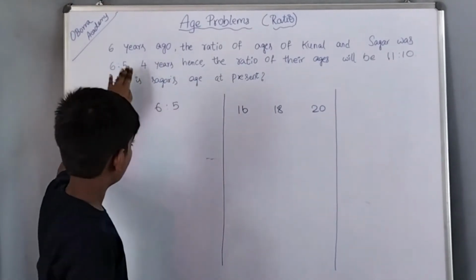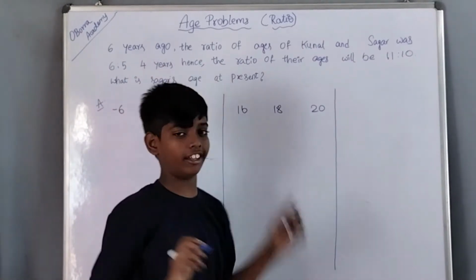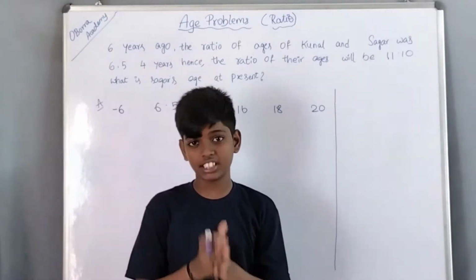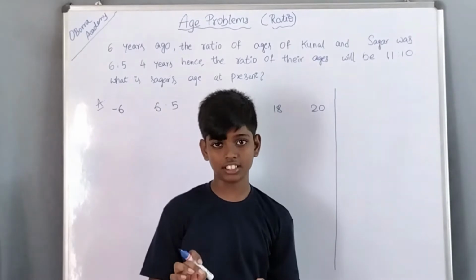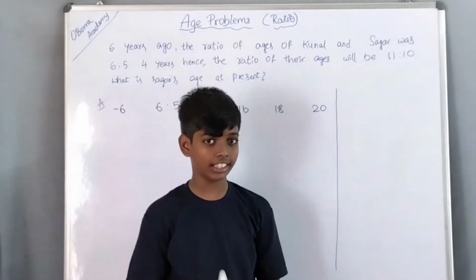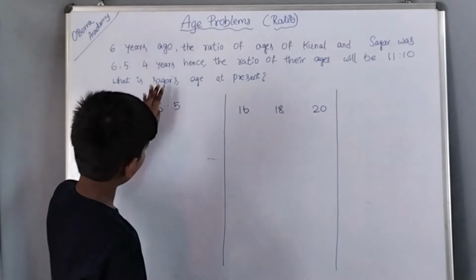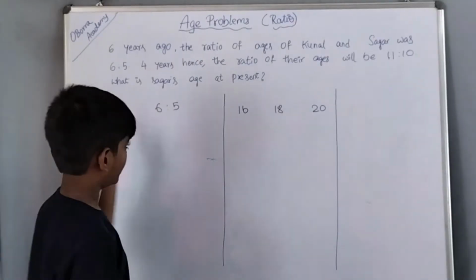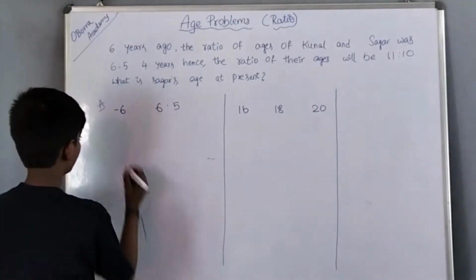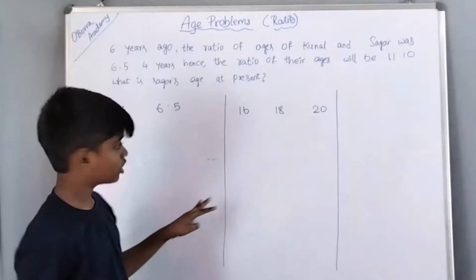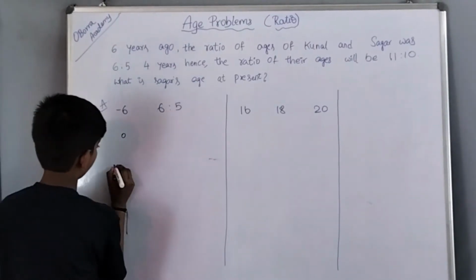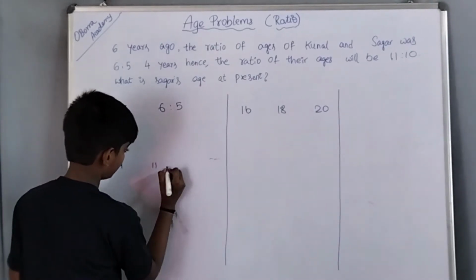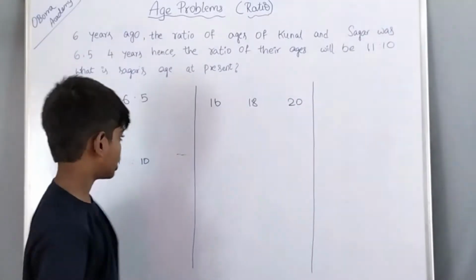And then the next sentence, 4 years hence. When you get the word hence over here, you will have to add the number which is given here, 4, to the present age. For example, if your age is x years, then 4 years hence your age will be x plus 4. So 4 years hence the ratio of their ages will be 11:10. Again they gave the ratio of their ages 4 years hence. So this is our present age and they are asking to find it. So here they give 4 years hence, so plus 4. After 4 years their ages will be 11:10. So now we have got the ratios.